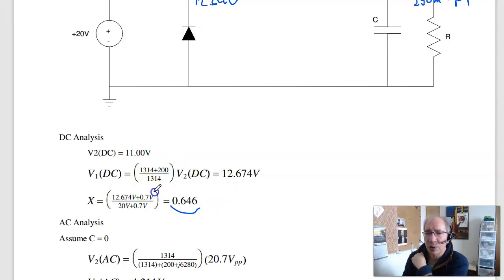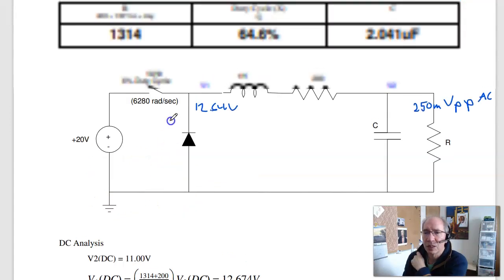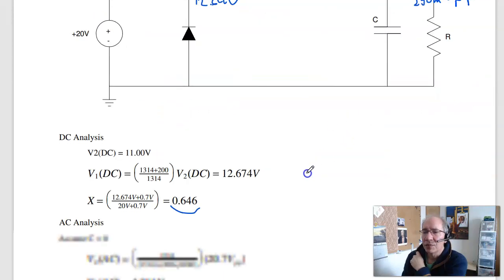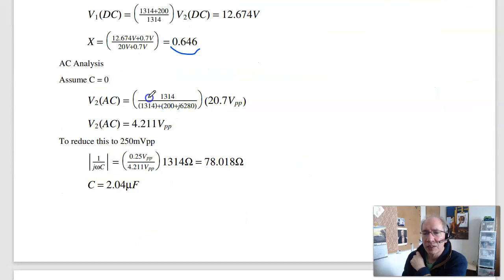It's the voltage you want, plus 0.7, over the input voltage plus 0.7. This takes care of the 0.7 volt offset. So a 64% duty cycle. To find C, one way to do that is assume C equals 0. Find the ripple at V2. I want the ripple to be 16 times smaller, so make that my output impedance divided by 16, 78 ohms. That's 1 over j omega C. I know omega, that's 754 radians per second. Solve for C. C is 2 microfarads.